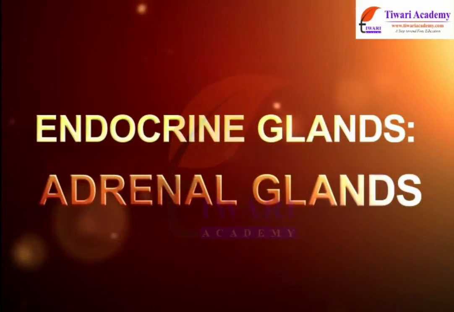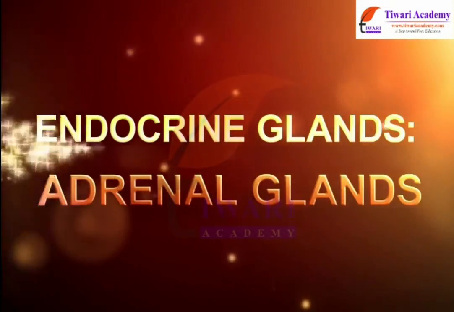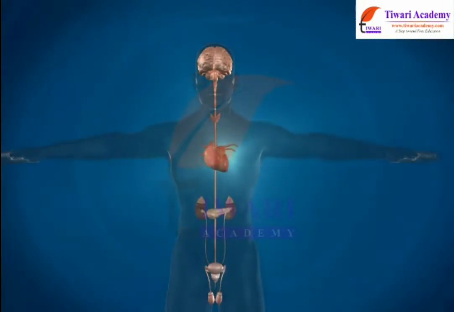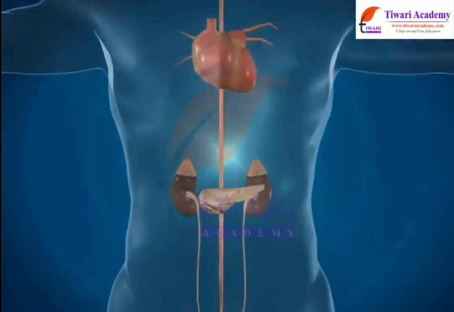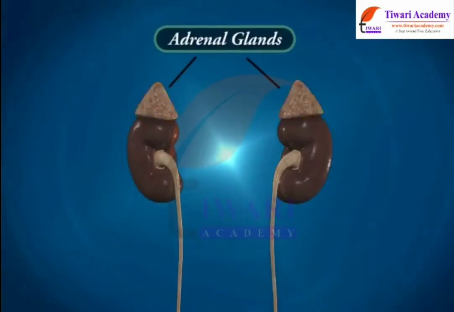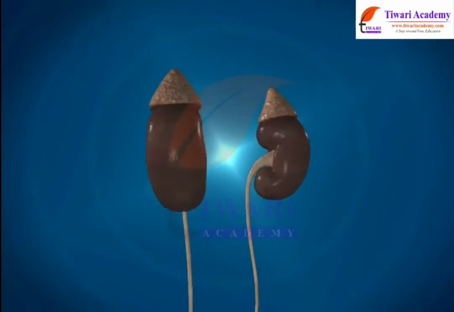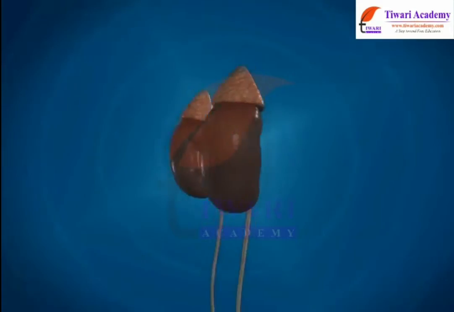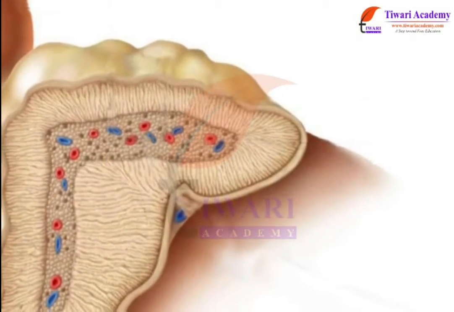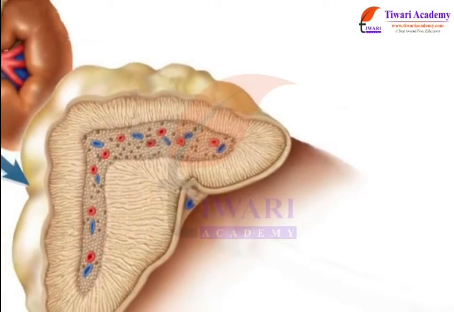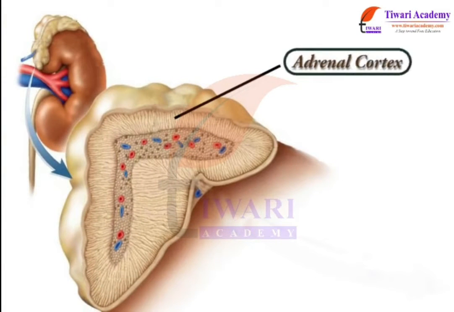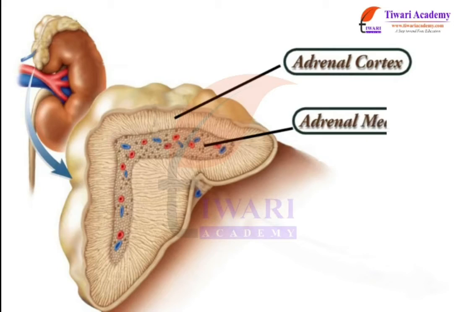Endocrine glands, adrenal glands. The adrenal glands are a pair of roughly triangular glands found immediately superior to the kidneys. The adrenal glands are each made of two distinct layers, each with their own unique functions: the outer adrenal cortex and inner adrenal medulla.